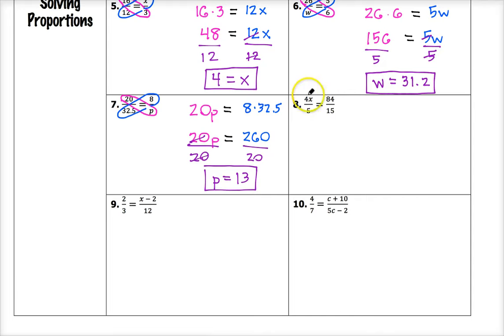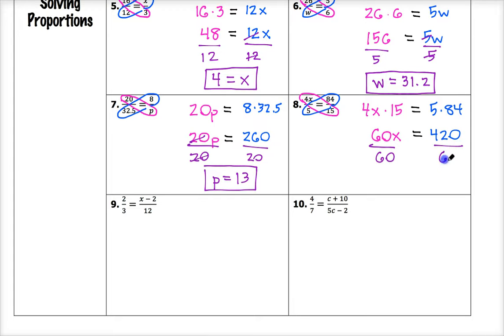Okay, number 8. 4x times 15, that's our first cross product. And then our second one is 5 times 84. So we can do some simplifying on both sides. 4x times 15 is going to be 60x. And on the other side, 5 times 84 is 420. So we get 60x equals 420. Divide both sides by 60, and x comes out to be 7.